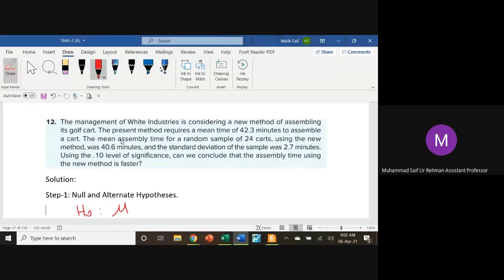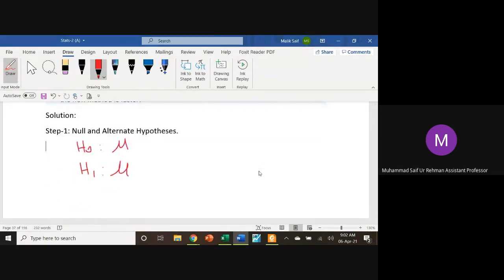He is saying that the present method requires this as mean or average minutes to assemble a card. So this we know from our experience. Based on our past experience, we know that assembling a card takes 42.3 minutes. So this is the population mean. So 42.3 will be written over here.